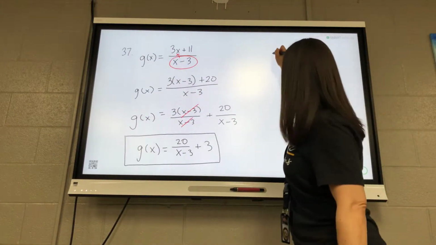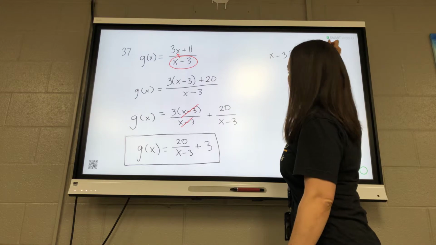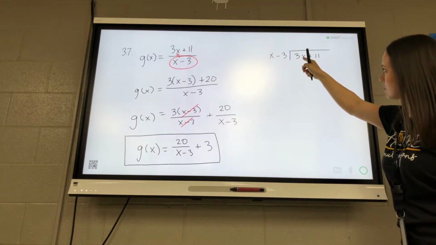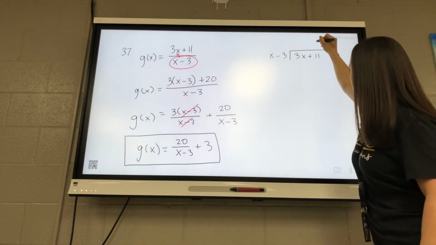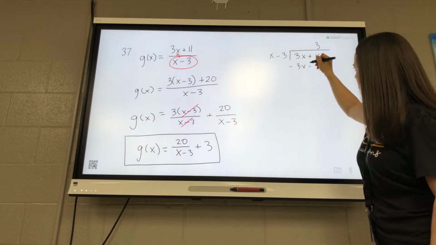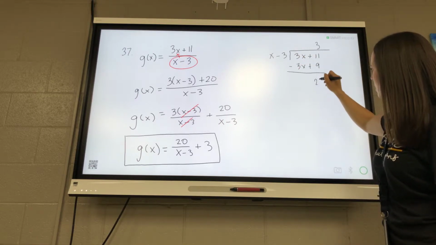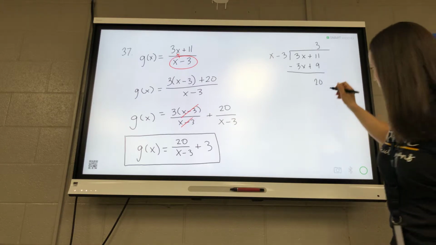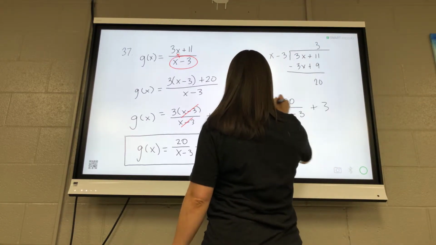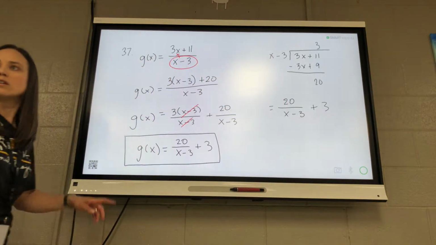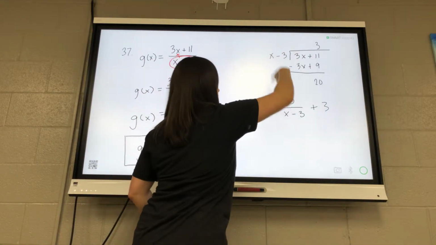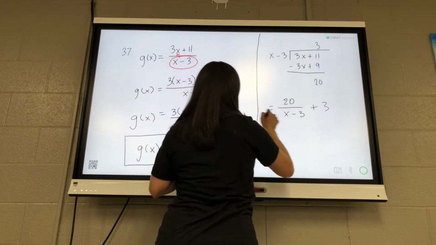Do it the way we had done previously, because with long division, we were here asking ourselves x times what gets us to 3x. So we have 3x minus 9. Change our signs. We would have 20. So remember here, we wrote it as 20 over x minus 3 plus 3. Getting to the same place. That was way easier. I agree. Can I write that down? Yep, you can write this down. This was how we did it in 7.3.